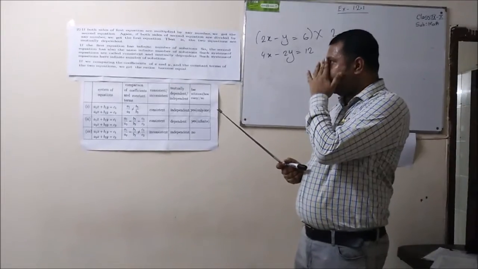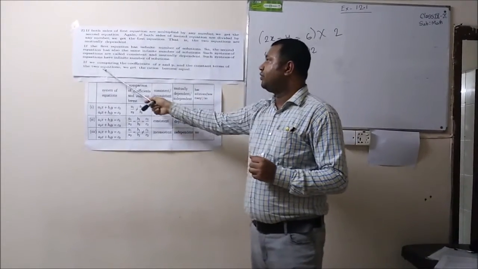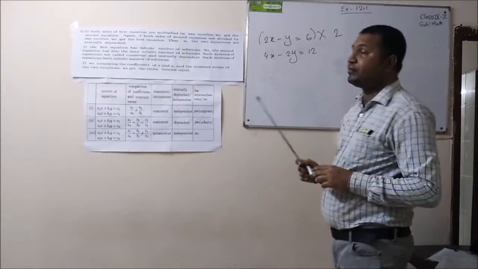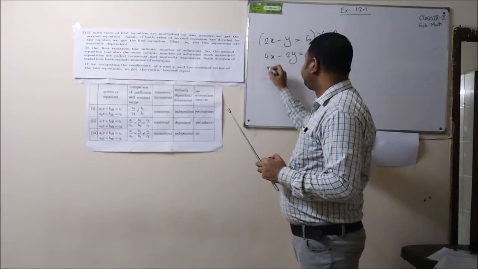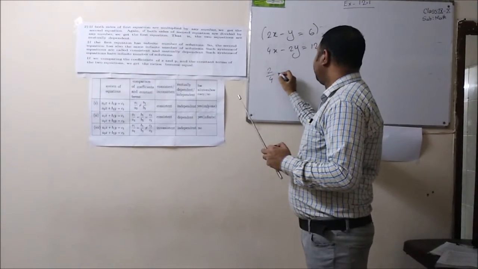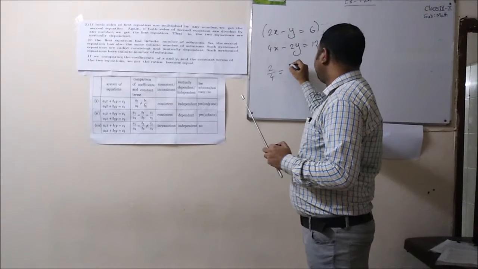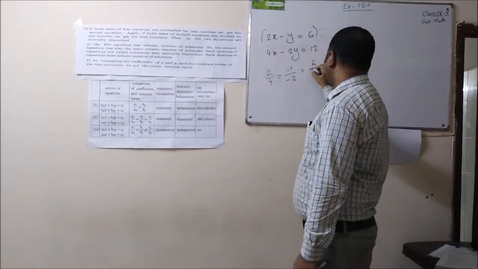So if we compare the coefficients of x and y and the constant terms of the two equations, we find their ratios become equal. You can see here: 2 by 4 is equal to minus 1 by minus 2, and that is equal to 6 by 12.